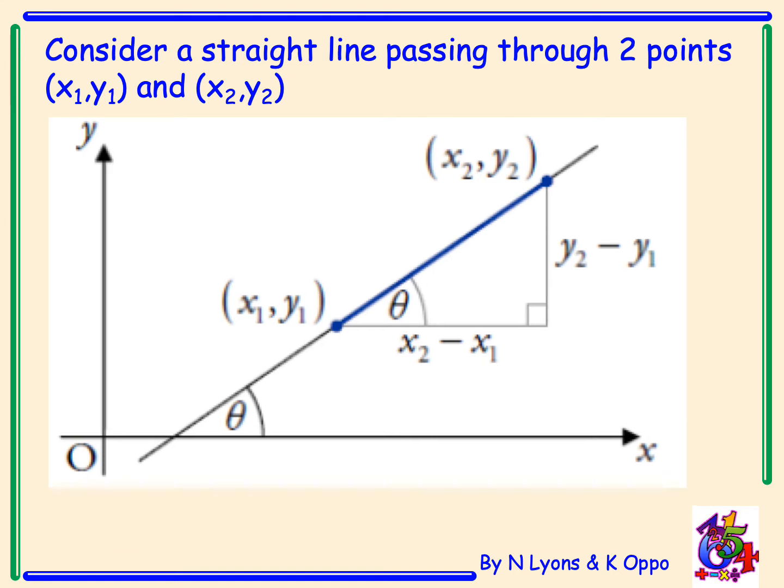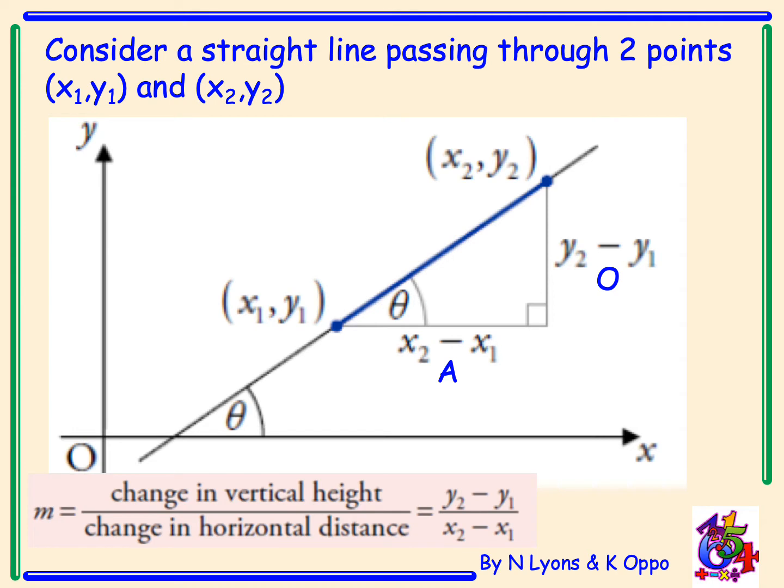Now, using our basic trigonometry skills, and looking at that right angle triangle, opposite the angle theta we have y2 minus y1. Adjacent to theta, we have the side x2 minus x1. So again, the gradient is just the change in vertical height divided by the change in horizontal distance, which is equal to y2 minus y1 over x2 minus x1. But from this diagram, that also equals opposite over adjacent. From your basic trigonometry, you'll remember that opposite over adjacent equals tan of the angle theta. So now we have the gradient equals tan theta.